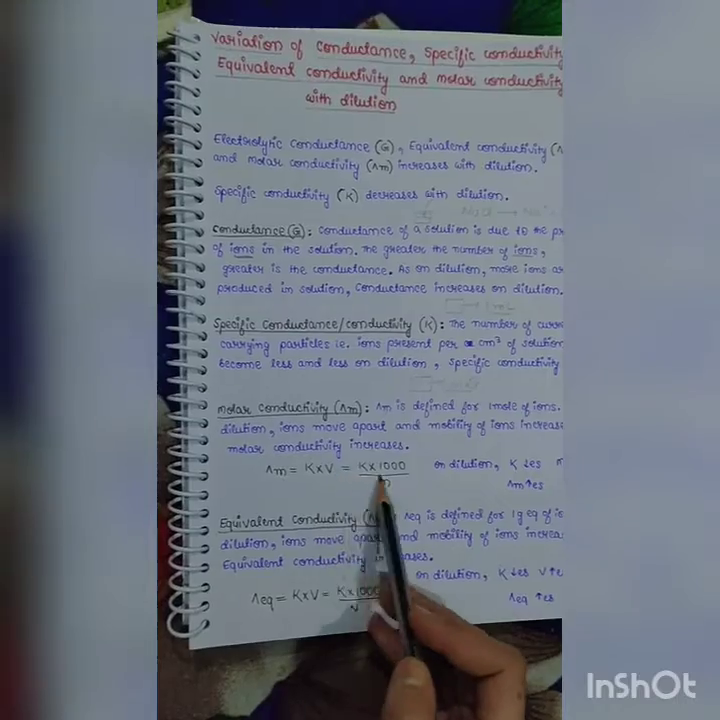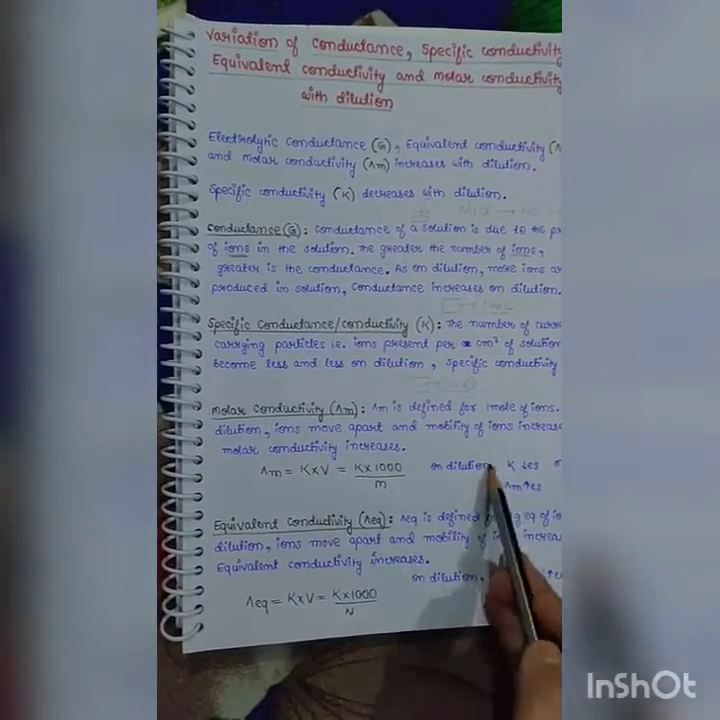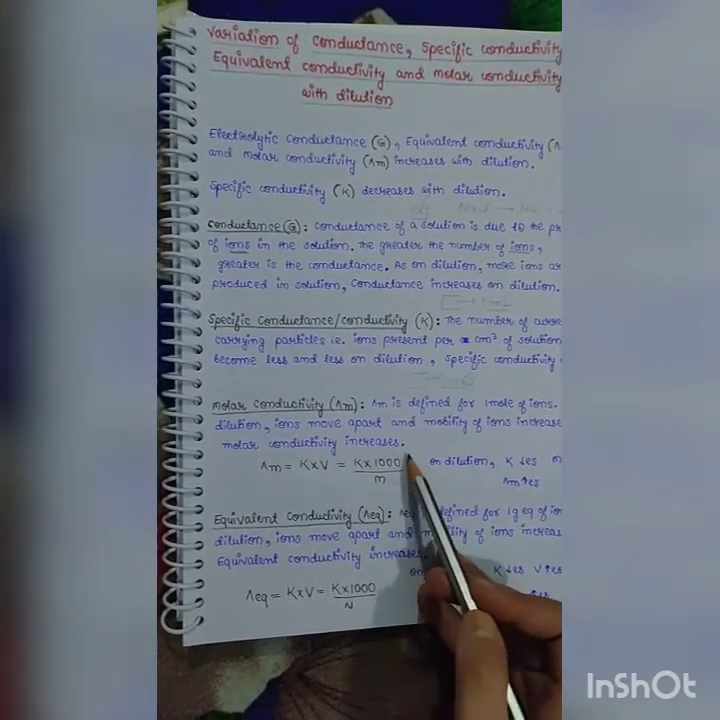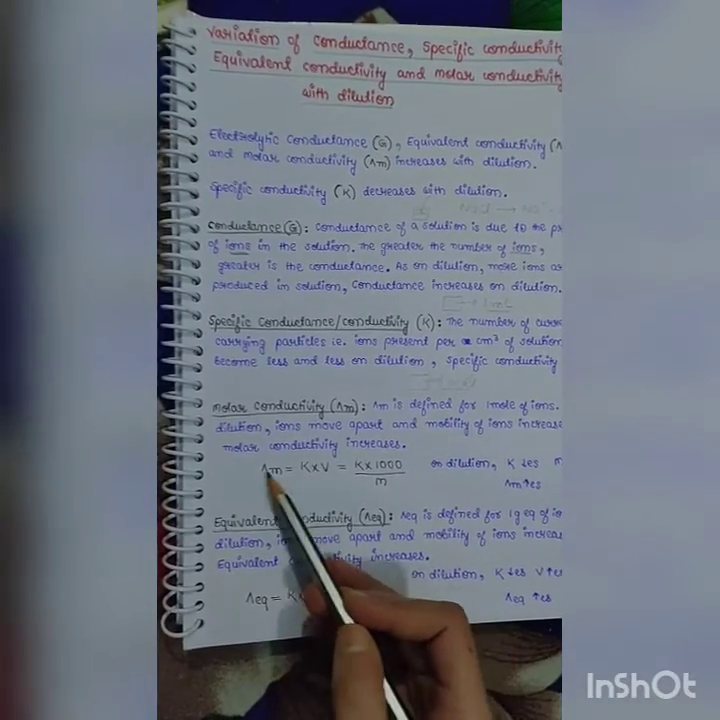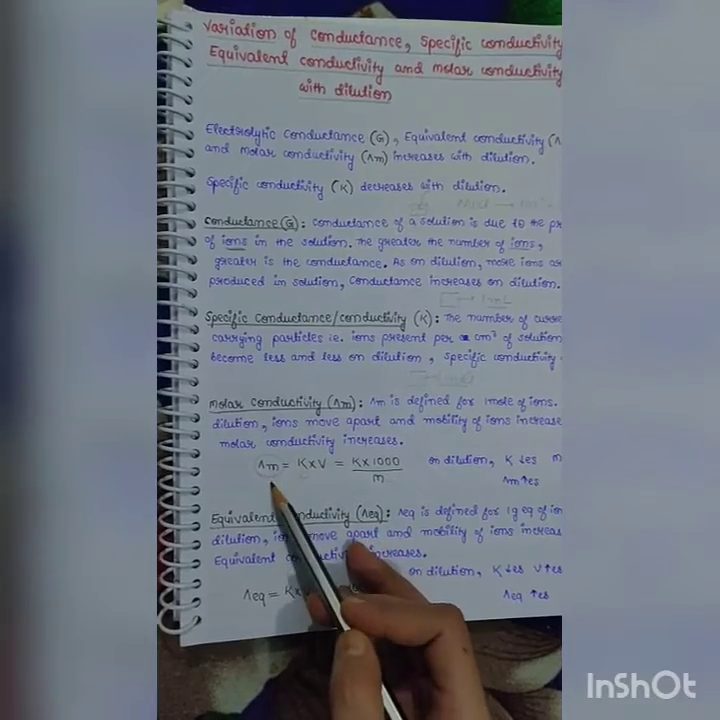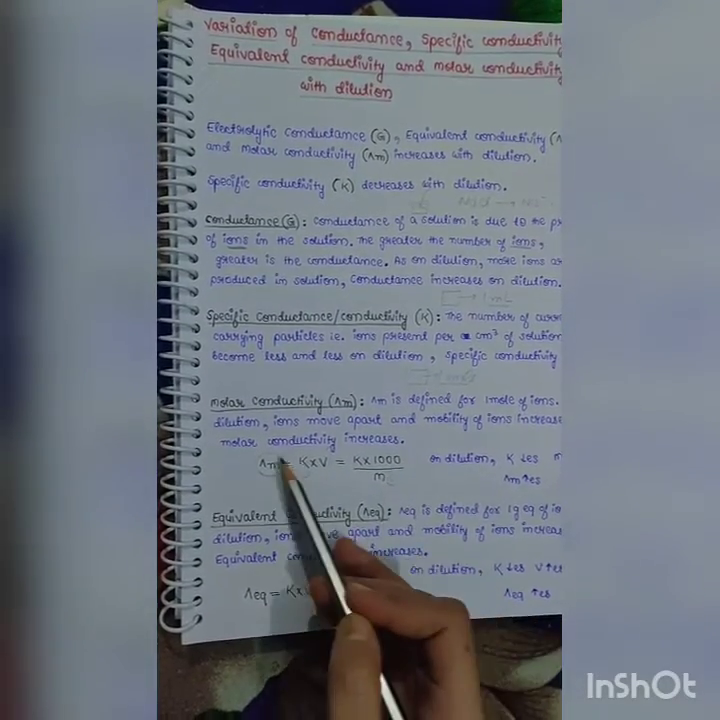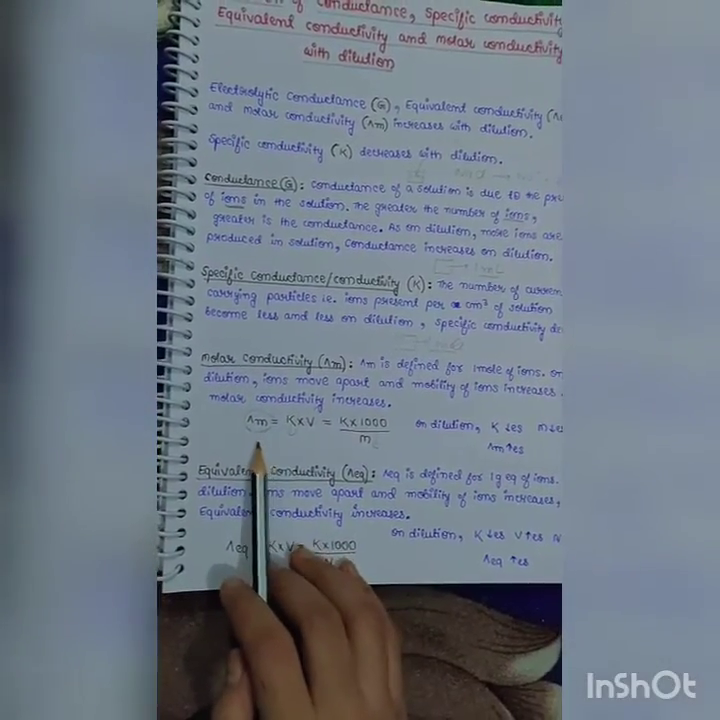Molar conductivity is kappa into volume, or kappa into 1000 upon molarity. Now kappa is decreasing but volume is increasing and molarity is decreasing. So the increase in volume, or decrease in molarity, is much more than the decrease in conductivity. Because kappa decreases, molar conductivity should have decreased, but volume is increasing more and molarity is decreasing more. So as a result, the net effect is that molar conductivity will increase.